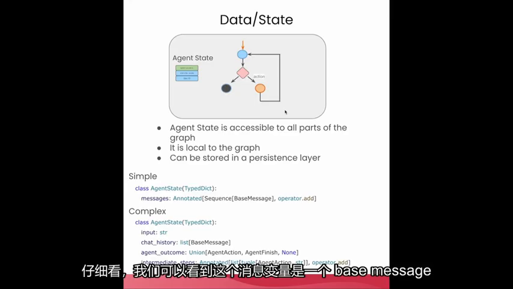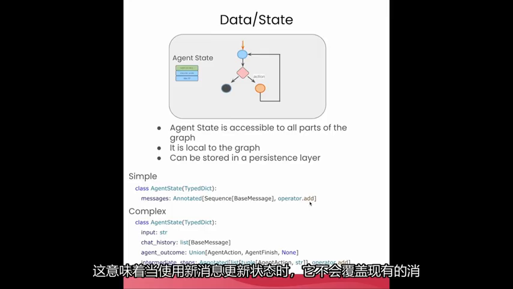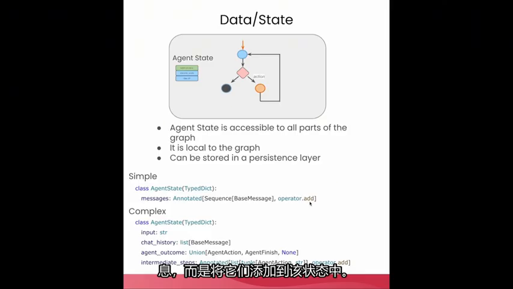Taking a closer look, we can see that this message variable is a sequence of BaseMessage. BaseMessage is a LangChain type. It's annotated with operator.add. This means that when the state is updated with new messages, it doesn't override the existing messages, but rather it adds them to that state.